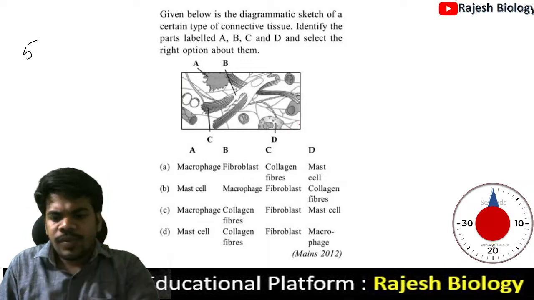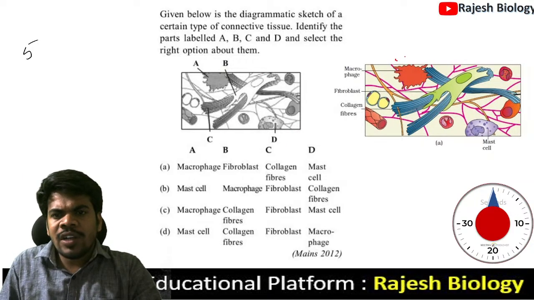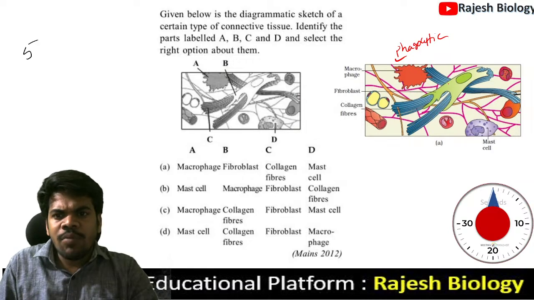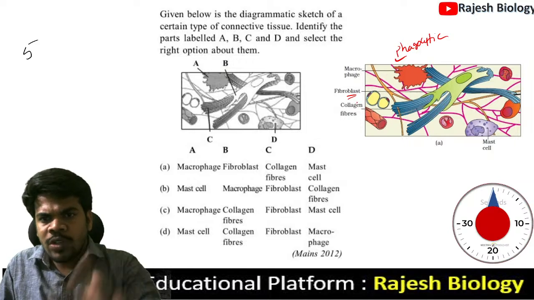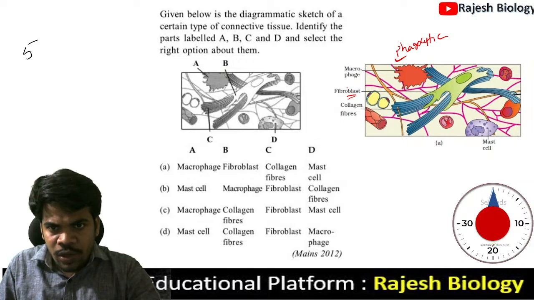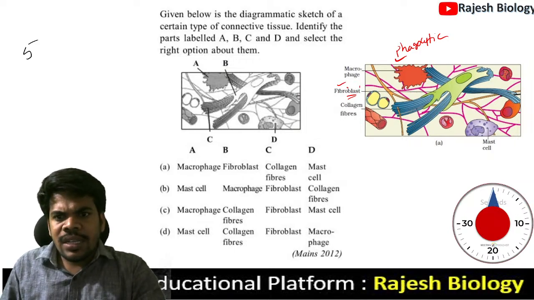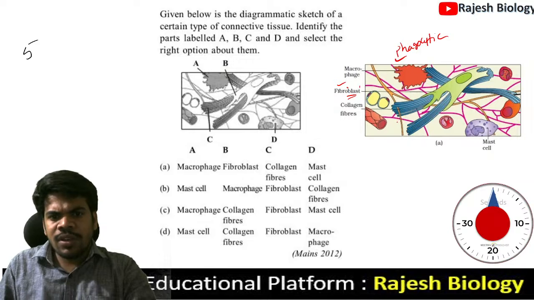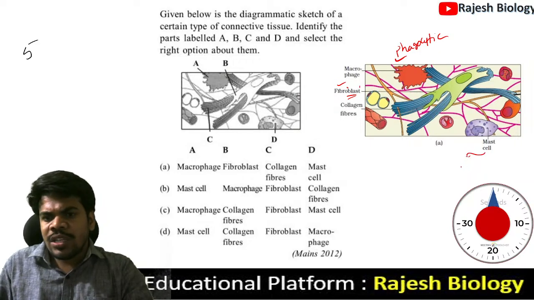All right, this is the clue. A is the macrophage. Macrophage function is what? It is a phagocytic function. And B is the fibroblast. Blast means immature, or it is going to produce something. Fibroblast produces fibers. And C is the collagen fibers. And D is the mast cell. Mast cells are going to secrete some secretions.